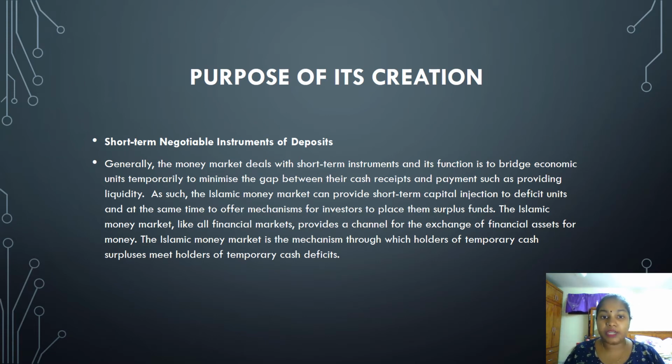Purpose of creation for short-term negotiable instrument of deposit. Generally, the money market deals with short-term instruments, and its function is to bridge economic units temporarily to minimize the gap between their cash receipts and payments, such as providing liquidity. As such, the Islamic money market can provide short-term capital injection to deficit units and at the same time offer mechanisms for investors to place their surplus funds. The Islamic money market, like all financial markets, provides a channel for the exchange of financial assets for money. It is the mechanism through which holders of temporary cash surpluses meet holders of temporary cash deficits.